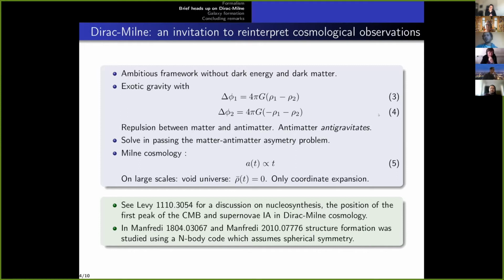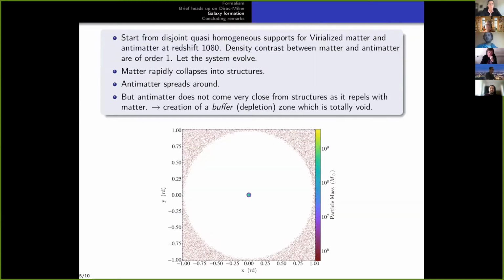So I put some references here. It's mainly Professor Gabriel Chardin with his collaborator, his PhD student at IAP, Aurélien Benoît-Lévy, who looked a bit at nucleosynthesis, CMB, supernovae. And more recently, he looked with Professor Manfredi in Strasbourg, with a one-dimensional N-body code, at structure formation. Okay, so what I did was to put that into Ramses. That was my job. Good.